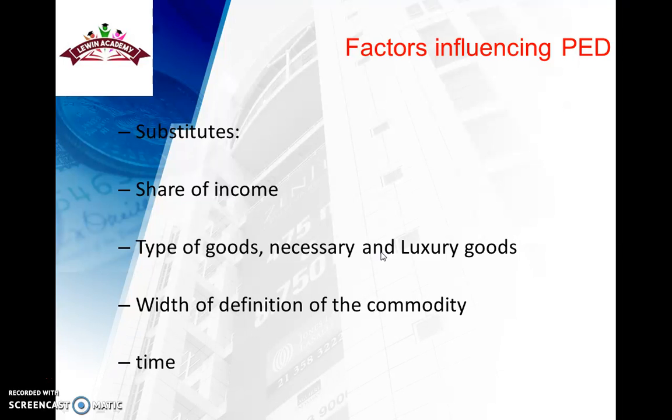What about the width of the definition of the commodity? So the narrower the definition of the commodity, the higher the price elasticity of demand. Thus, food will have an overall lower level of price elasticity of demand than, say, peanuts or cabbage. So in this particular factor, you are classifying or grouping things together. So in general, you will be more inelastic to, say, food. You'll be more inelastic to the general term food.